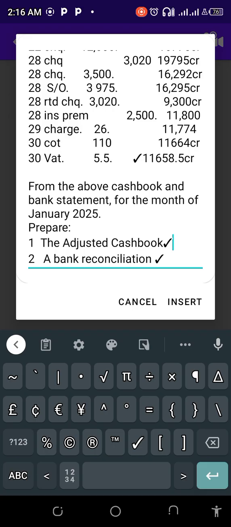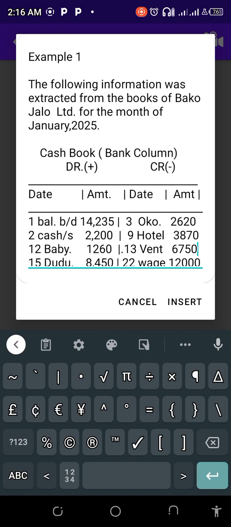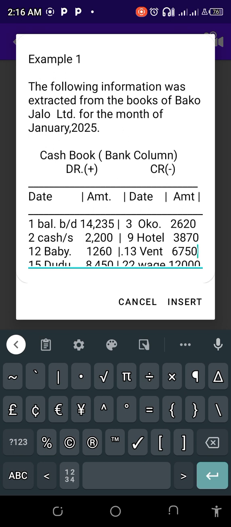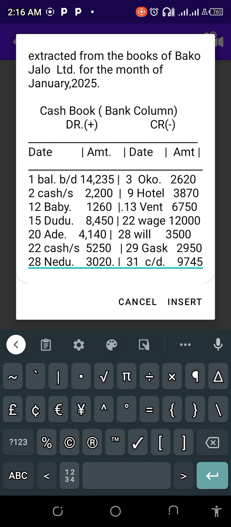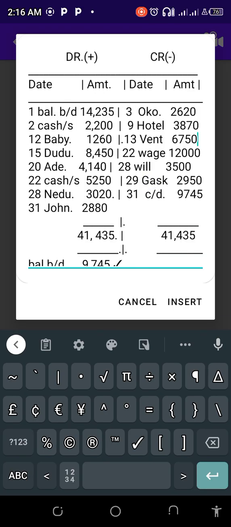Let's go. Now, in part 1 of our bank reconciliation tutorial, it was highlighted that all transactions on the debit side of the cash book are traceable on the credit side of the bank statement.